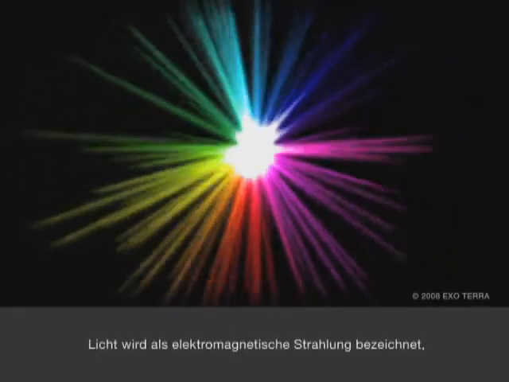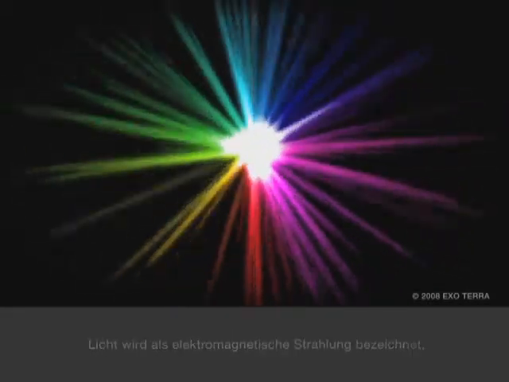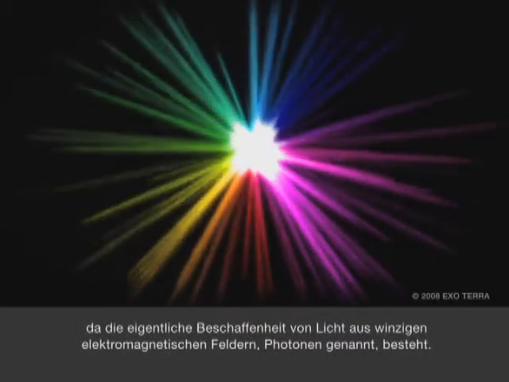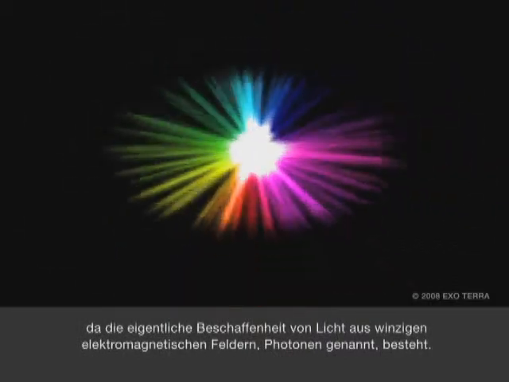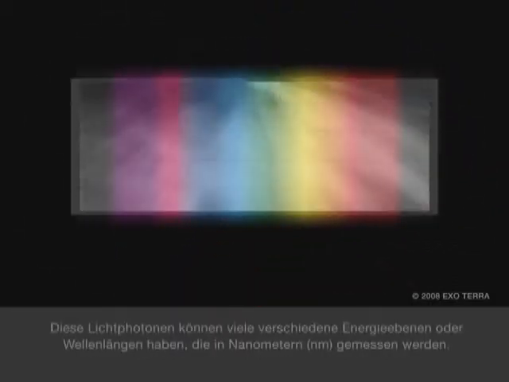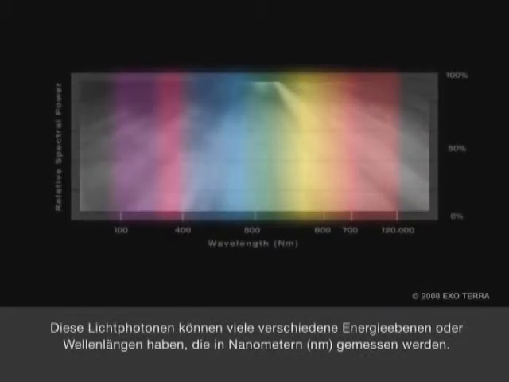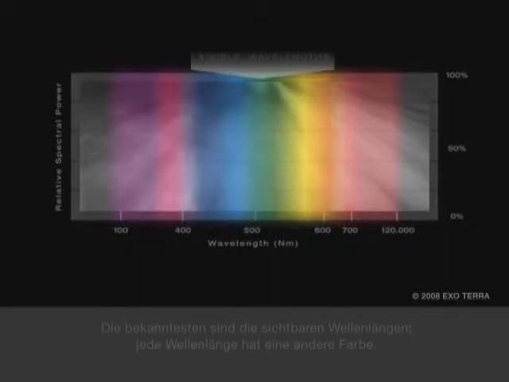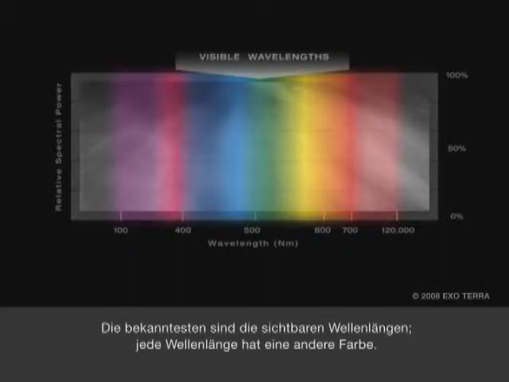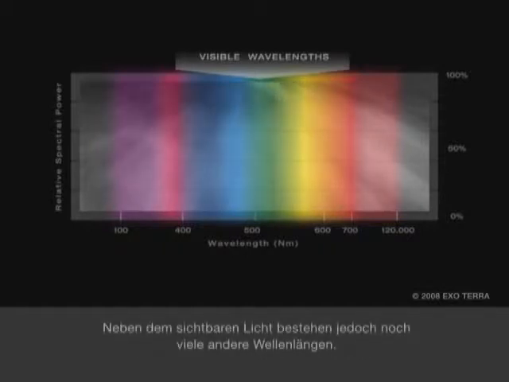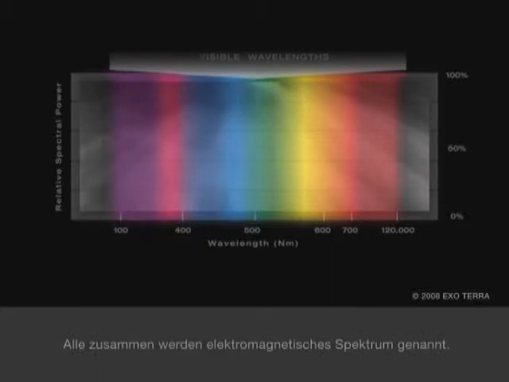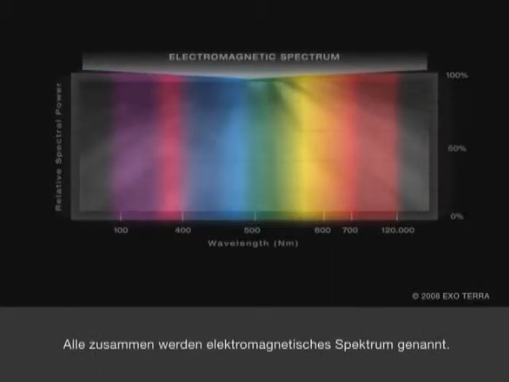Light is referred to as electromagnetic radiation because the true nature of light is based on tiny electromagnetic fields called photons. These photons of light can have many different energy levels or wavelengths, which are expressed in nanometers. The most familiar ones are the visible wavelengths. Every wavelength is represented by a different color. However, there are many other wavelengths beyond visible light. All of them together are called the electromagnetic spectrum.